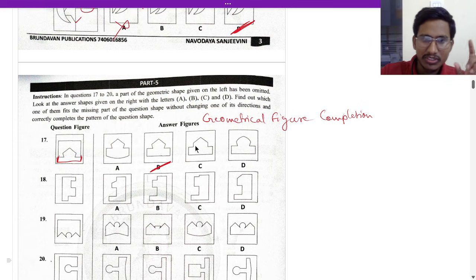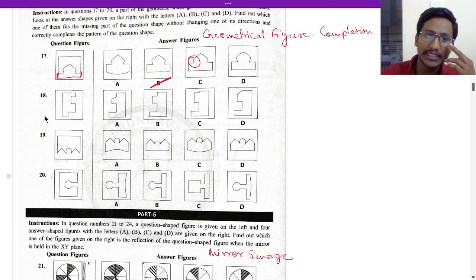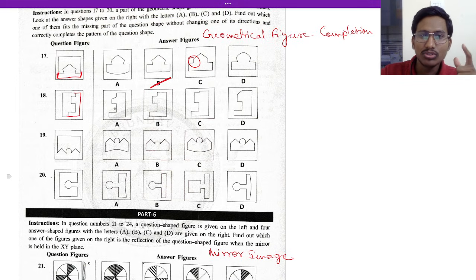So why not C? Because it is a straight line, don't be confused with C. So it is a straight line, that is why it is not the answer. B is the answer here. Now 18th question. 18th answer is what? If you join it here, that will complete the square. So if you see, the answer is option B here. Okay, so don't be confused with A, it is a slant line and this is not proper. So that is why B is the answer.